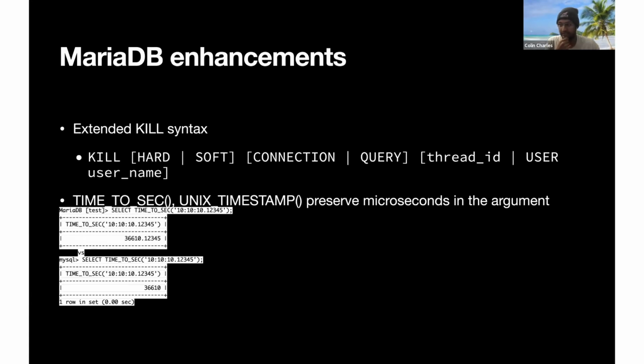You can also kill by username, and also obviously via query ID, thread ID. So query ID is actually also a unique MariaDBism. So kill exists in MySQL, but it is extended in MariaDB. Also, you'll notice time to sec as well as Unix timestamps preserves microseconds in the argument. So here's another quick example of that.